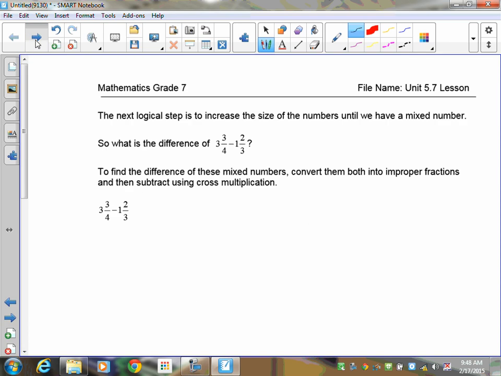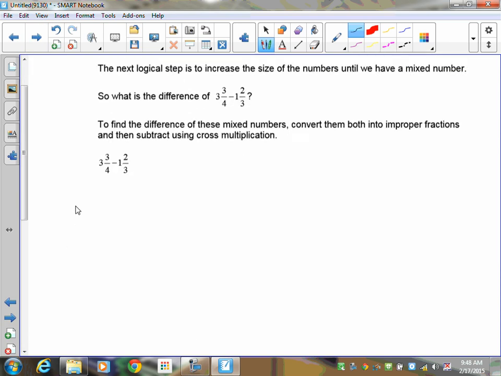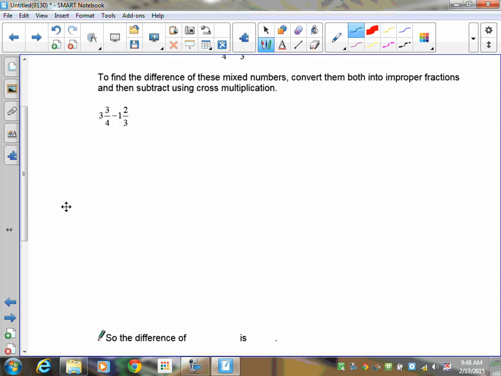So let's move on to our next step, which is to increase the size of numbers till we have mixed numbers. Just like we did a second ago when we added last lesson where we added 3 3/4 plus like 1 2/3. Now we're going to subtract them, but the method is the same. Convert them both to improper fractions. So 3 3/4, I need to change that to improper fractions. So 4 times 3 is 12, plus 3 is 15/4. And then, of course, 3 times 1 is 3, plus 2, this is 5/3. So there's our improper fractions.